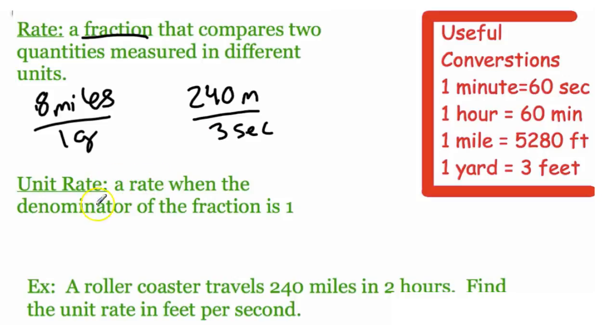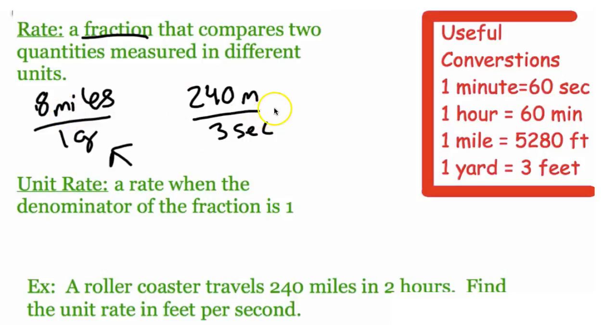This is a rate when the denominator of the fraction is 1. Right here is already a unit rate because we have 1 in the denominator, the bottom of the fraction. These are good because we can easily convert them to different rates. So if I wanted to know how many miles I can get with 2 gallons, well, I know 2, that's 1 times 2. So 8 times 2 is 16. So 16 miles per every 2 gallons.